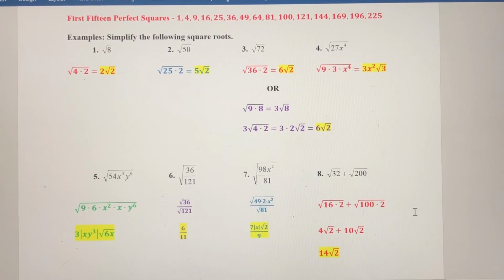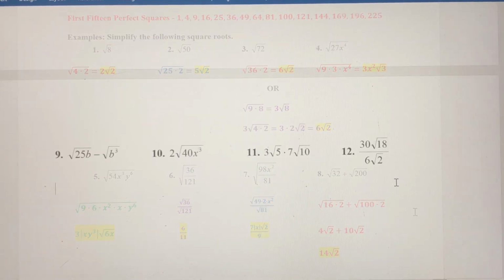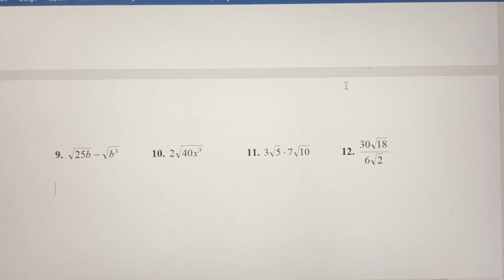All right, let's try 9, 10, 11, and 12, and then check your work. All right, taking a look at number 9, we're going to use the same concept that we did with number 8, okay? This is subtraction. So I can't subtract these unless they're like terms. All right, so let's simplify these and see if that's going to happen.